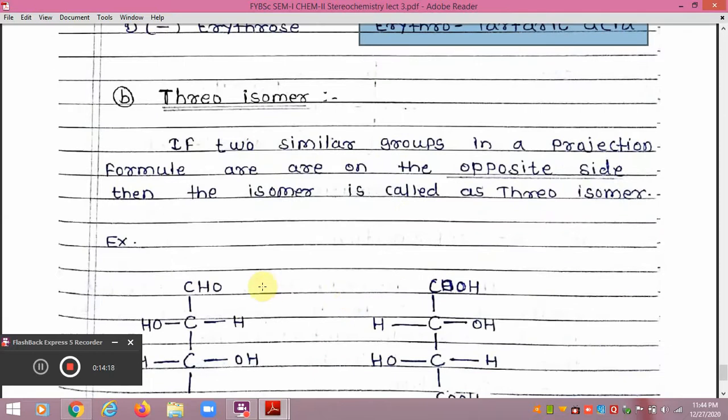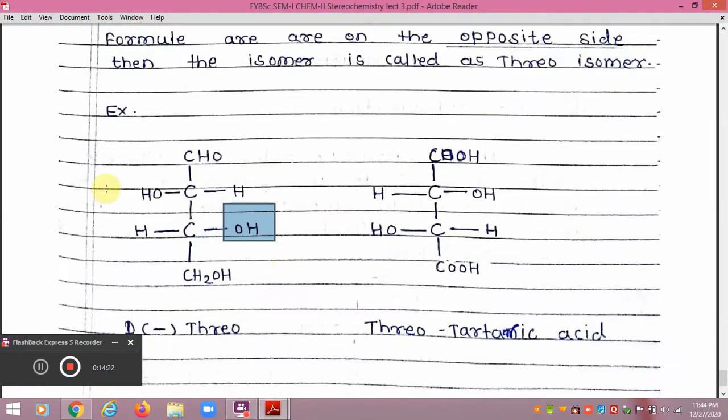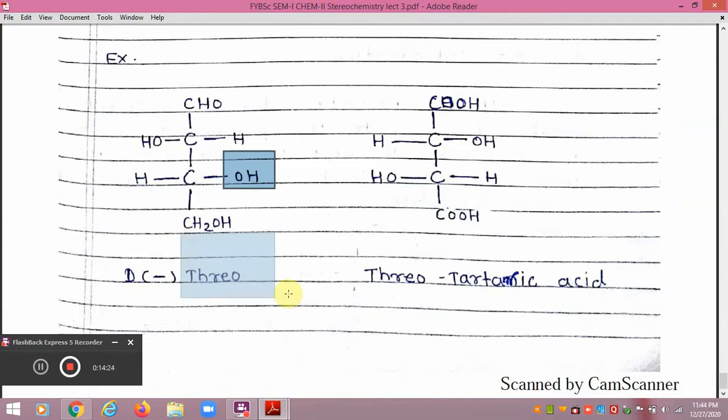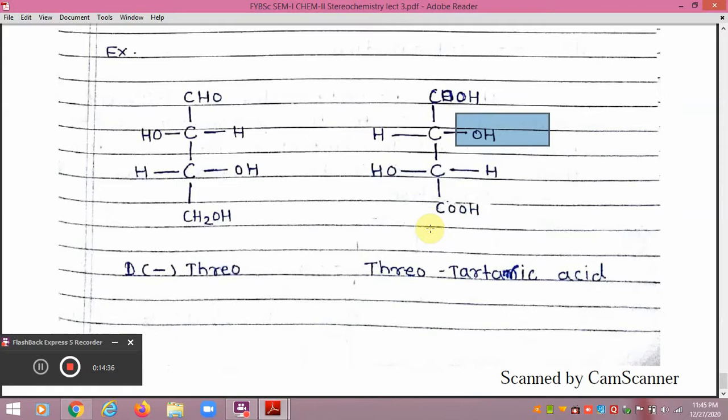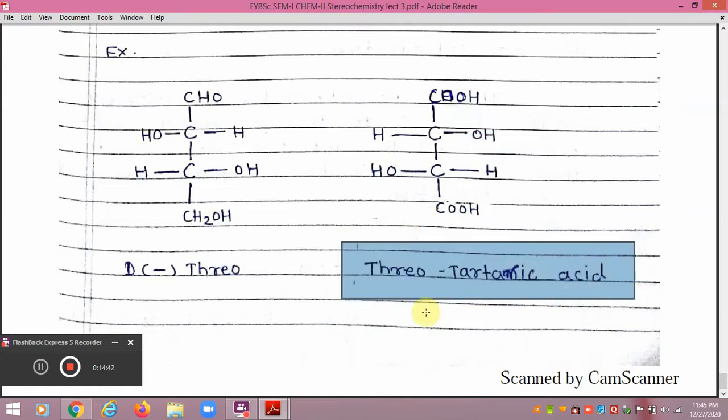And if the two identical groups attached to the asymmetric carbon atoms are present on the opposite side, then it will be called threo. For tartaric acid, this OH and this OH, or H and OH, are on the opposite side, attached to both asymmetric carbon atoms. That's why it is called threo, and it is the structure of tartaric acid. That's why this molecule is called threo-tartaric acid.